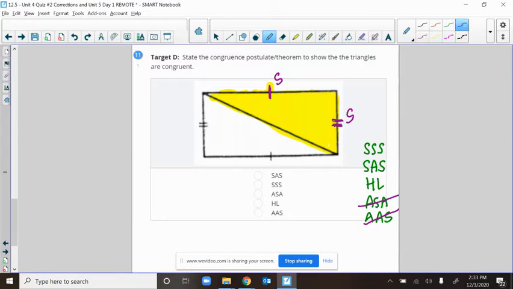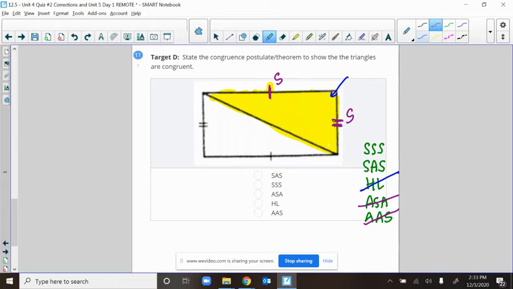Hypotenuse leg requires you to have a right angle. Even though in this corner it looks like a right angle, that is not something that you can assume unless I put a box there and I tell you it's a right angle. So crossing that one out. So now we're kind of at a crossroads.